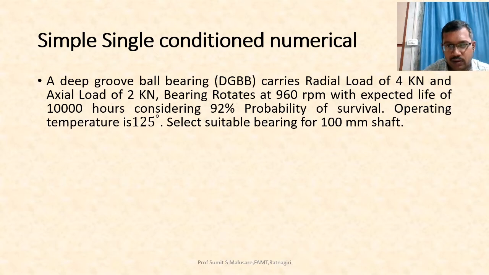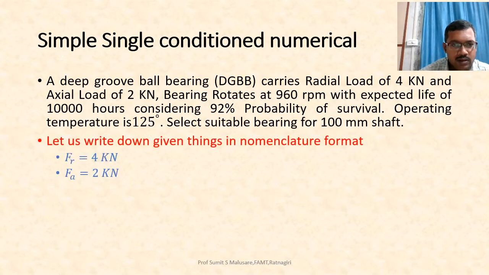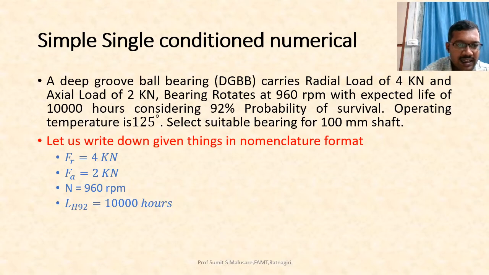Now we have to convert it into our required PHG nomenclature. First one, FR, that is the radial load. I have specified FR as 4 kilonewtons, axial load 2 kilonewtons, then RPM 960, and then life is given in hours, hence I have specified it as L suffix H, and 92 because 92% probability is given over there. Next, operating temperature T operative is 125 degrees centigrade and diameter of the shaft is 100 mm.